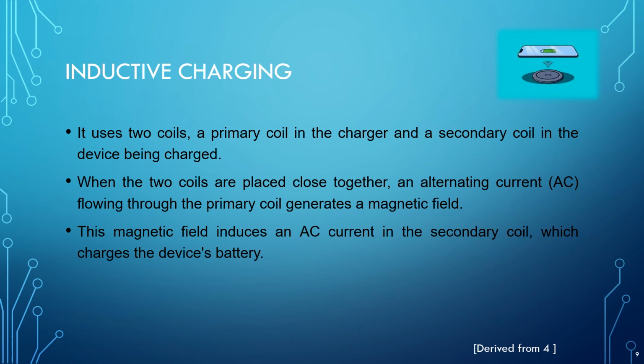Inductive charging uses two coils, a primary coil in the charger and the secondary coil in the device to be charged. When these two coils are placed close together, an alternating current flowing through the primary coil generates a magnetic field. This magnetic field induces an AC current in the secondary coil, which charges the device's battery.